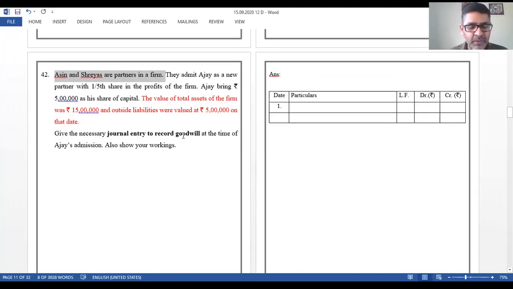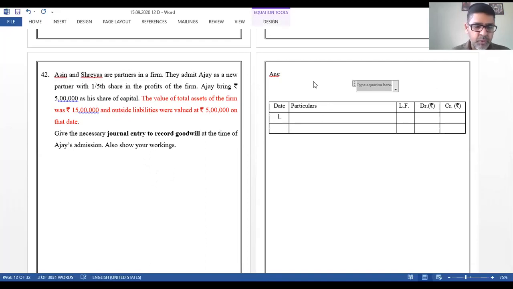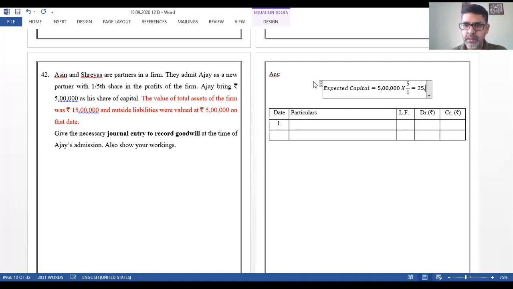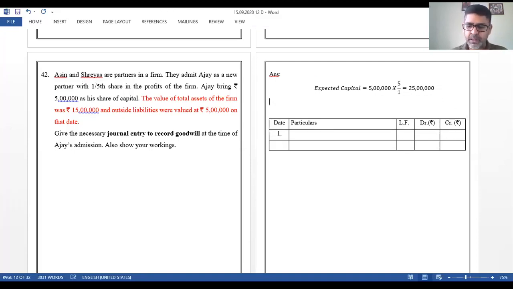The ratio is not given amongst the existing partners, so it has to be taken as equal. And let us calculate the goodwill. We need to follow the 3 steps again. We need to have the expected capital first of all. The expected capital is always based on the new partner's capital. New partner's capital is rupees 5 lakh into the share, 5 by 1. So this will give us 25 lakhs. This is expected capital.